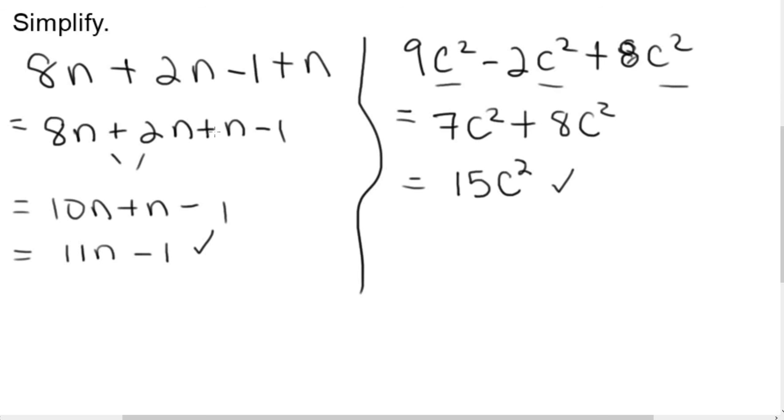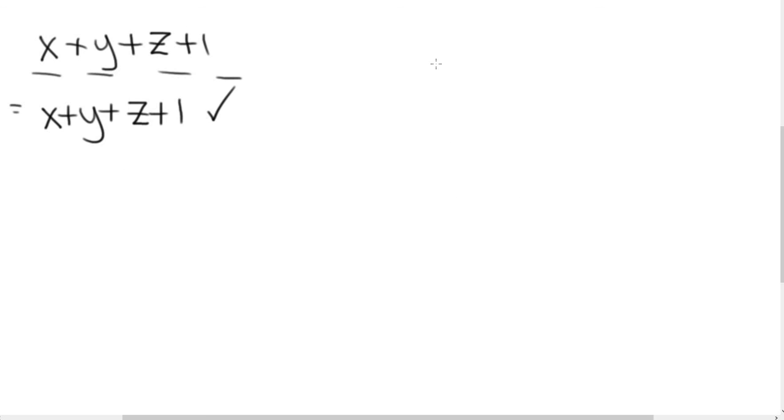And we did the same thing for the next example, 9c minus 2c squared plus 8c squared. And we did the following example where we had x plus y plus z plus 1. And this is a unique example where you don't have any like terms. So the simplified form is just as is, x plus y plus z plus 1. That's simplified.